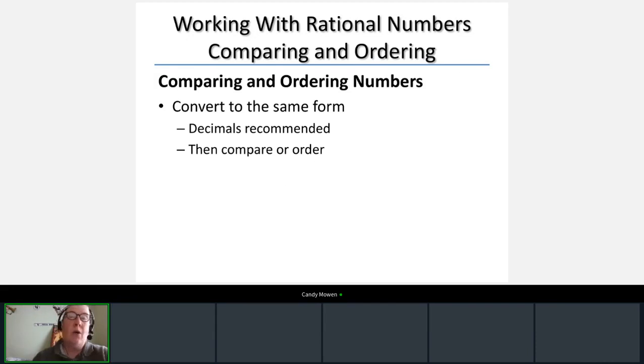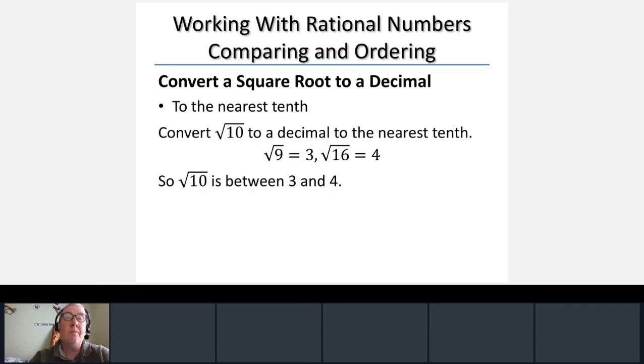Now, working with comparing rational numbers and ordering. You convert to the same form. Decimals are recommended, and then compare or order. If you convert a square root to a decimal, it says to the nearest tenth. With square roots, we are always looking at identifying a perfect square. A perfect square is anything times itself.